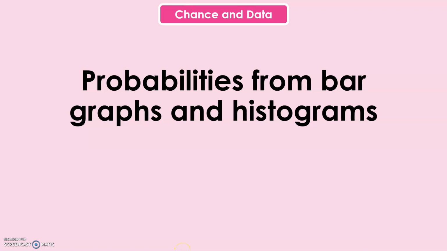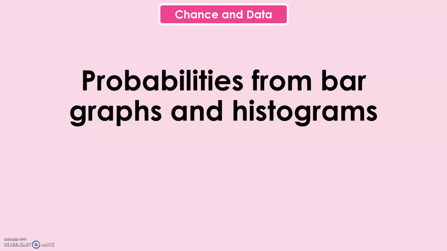Right, today's lesson is looking at probabilities from histograms and bar charts. Generally, there's two types of charts. You either have the frequency charts, which count the number of things that are being counted, or you have a probability chart that will have the probability in the same.